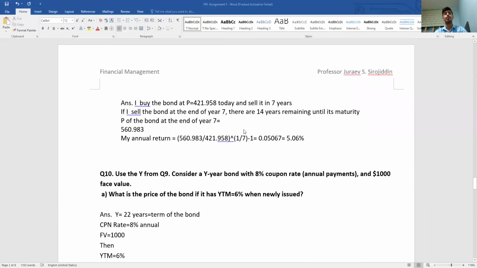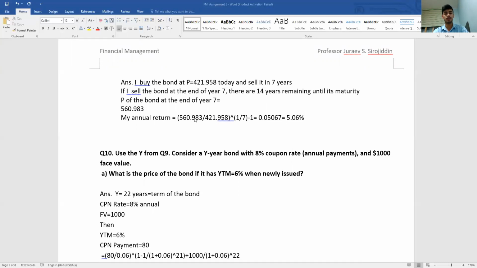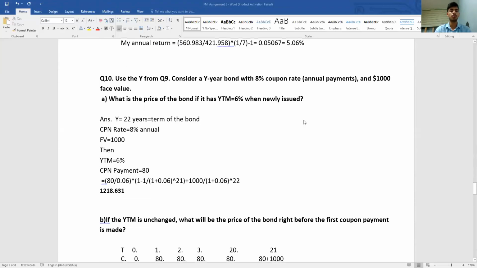I buy the bond at price 421.95 today and sell it in 7 years. This is the price of the bond at the end of 7 years. My annual return is 560.98 divided by 421.95, which is today's price, to the power of 1 divided by 7, minus 1, which is 0.0506, approximately 5.06%.